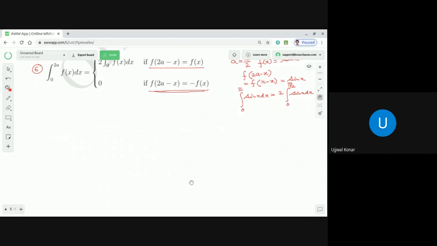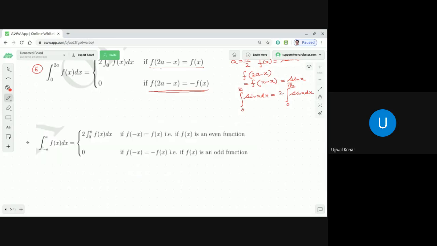Integration from minus a to a of f(x) dx is equal to 2 times the integration from 0 to a of f(x) dx if f(-x) equals f(x). Dear students, when f(-x) equals f(x), that is known as an even function. And this integration will be 0 if f(-x) equals minus f(x). In that case, we know this function is known as an odd function.